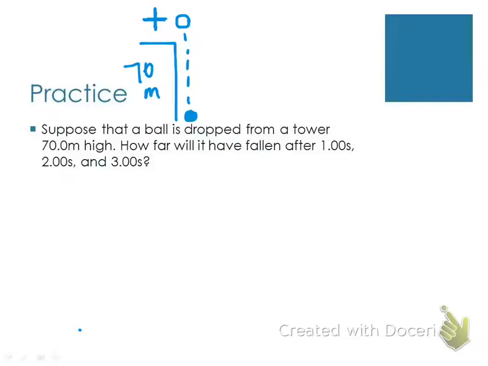So let's think about what's happening here. Just keep that in mind as we continue to work through this. It says that a ball is dropped from a tower 70 meters high. How far will it have fallen? So what variable does that mean we're going to solve for?